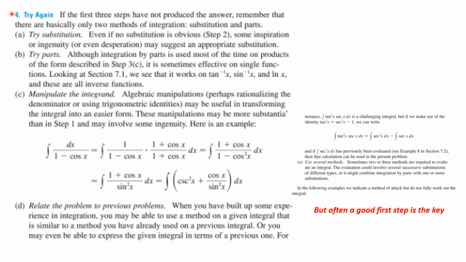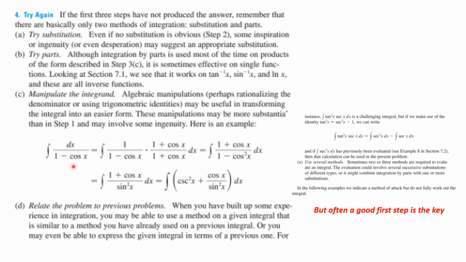And then, and students don't like this one, but try again, because some approaches don't work. So if the first three steps don't produce an answer, there are only two main methods, substitution and parts, so try substitution again. You might have to be clever. I'll give you a clever example later. Try parts, and sometimes it is effective even on single functions. And so if it's an inverse tangent, inverse sine, and log, you can let these be u. Manipulate the integrand. A very common technique is multiplying by 1 in a clever way.